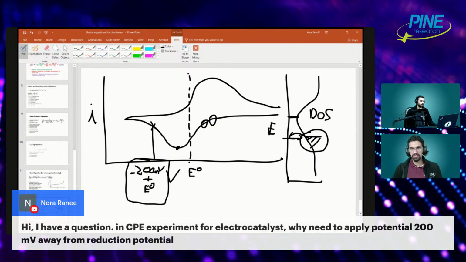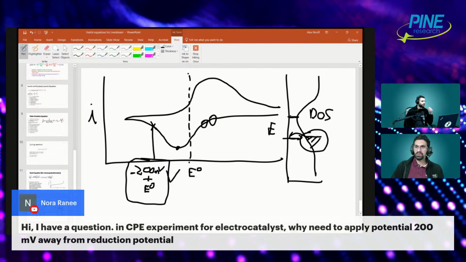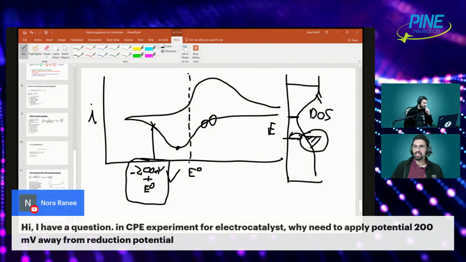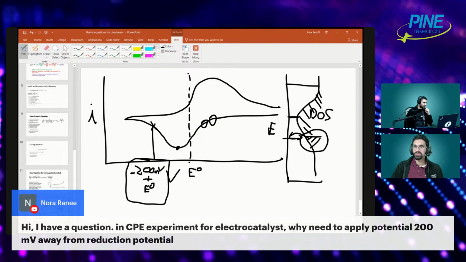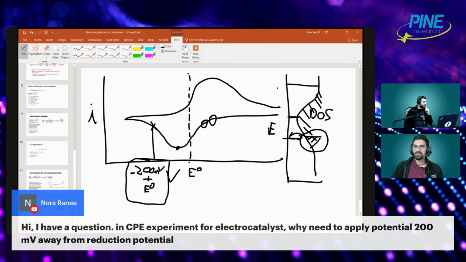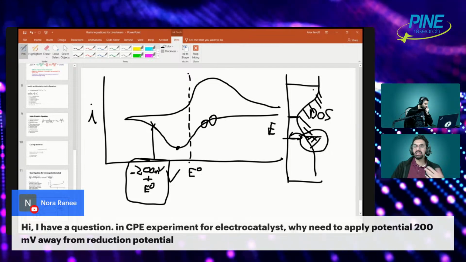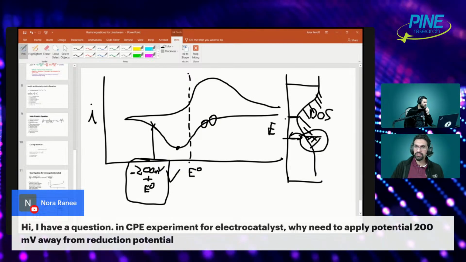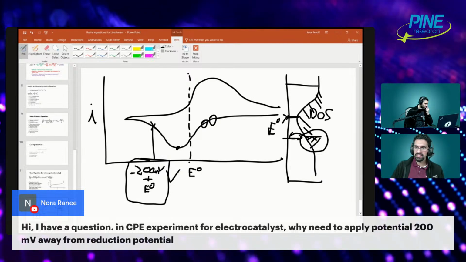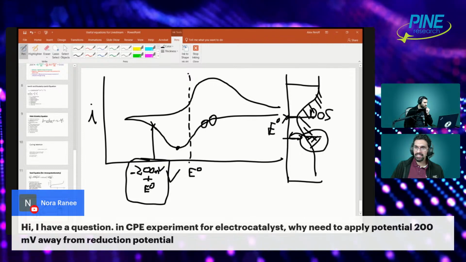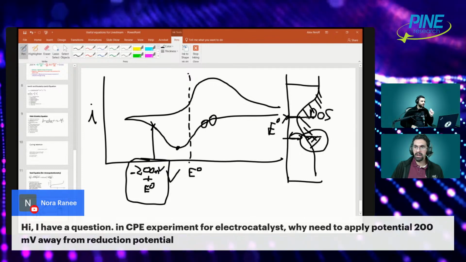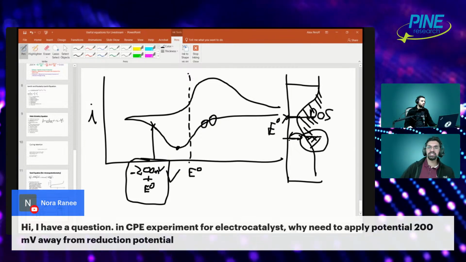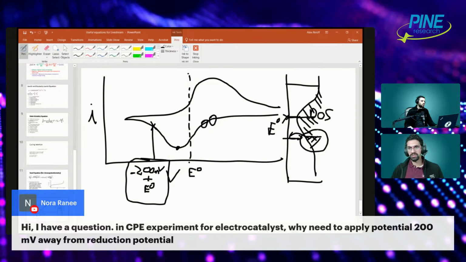And this is because you have a molecule in solution. The reason why we pick like 200 is because we want the entire distribution of states. We want to make sure every single molecule can very easily get reduced for an electrocatalysis experiment. If we pick the E naught that's here, we may only get access to half of the available molecules. We're limiting ourselves kinetically. So that's one reason.